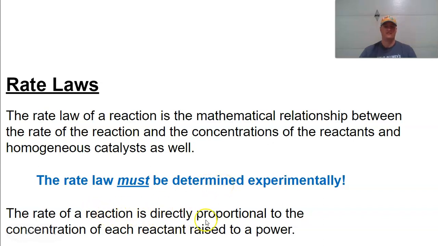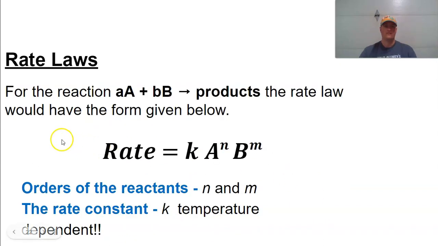So the rate of the reaction is directly proportional to the concentration raised to a power, as you'll get to see. So for the rate of a reaction, let's say you have a generic equation. The rate law would be given with K as a constant. It is temperature dependent. Now, it doesn't say higher temperature means a bigger K or a smaller K. Just think of it as a different K.